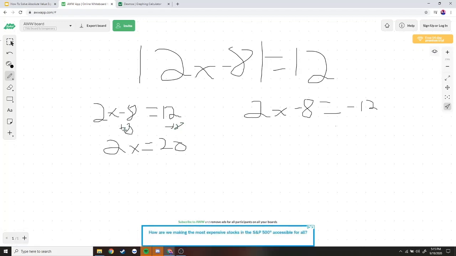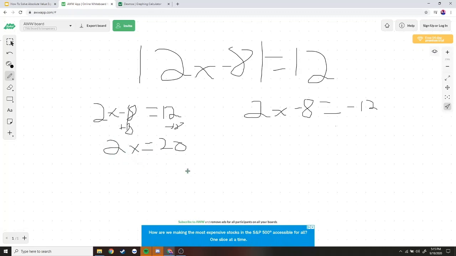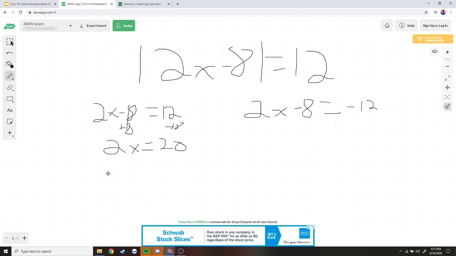We did this, right? And then now we're going to have to bring this 2x, or this 2, on the other side. And this 2 is being multiplied by x, so we're going to have to divide by 2 on both sides, leaving us with x is equal to 10 as one solution. In our next solution, we're going to solve this.